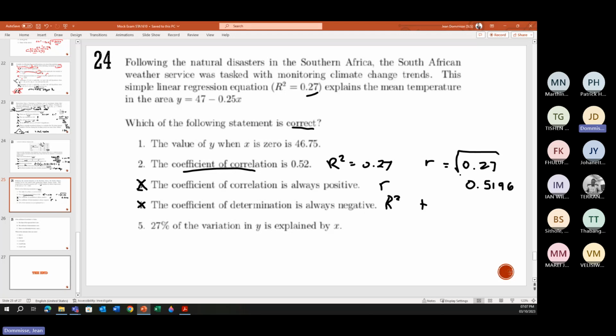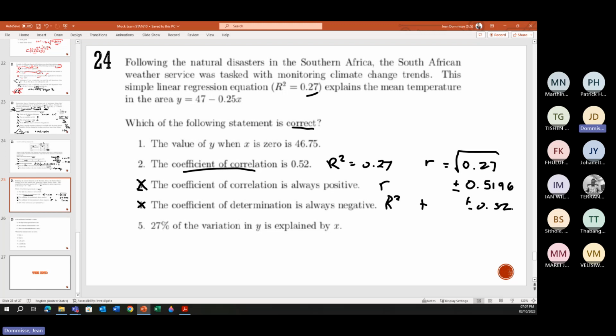Did I work that out correctly? Let me just quickly check. 0.27, 0.5196. Okay, positive or negative? Remember it can be positive or negative. So if I round that off, plus minus 0.52.